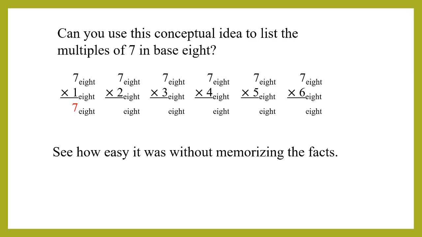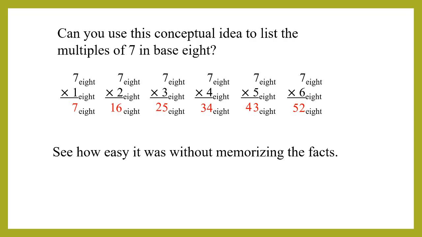Okay, 1 times anything is that number, so 1 times 7 is 7. 2 times 7: 1 less than 2 is 1, and 1 plus 6 is 7, so 2 times 7 is 16 base 8. 3 times 7 in base 8: 1 less than 3 is 2, and 2 plus 5 is 7, so 25 base 8 is your answer. 4 times 7: 1 less than 4 is 3, and 3 plus 4 is 7, so your answer is 34 base 8. 5 times 7 in base 8: 1 less is 4, plus 3 is 7, so 43 base 8. And multiplying by 6, you get 1 less is 5, plus 2, so 52 base 8.